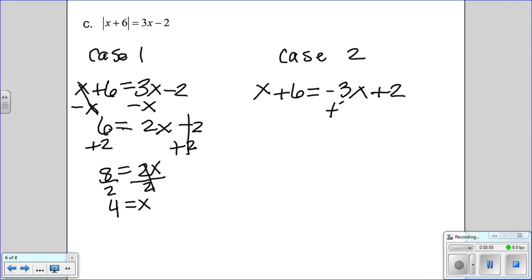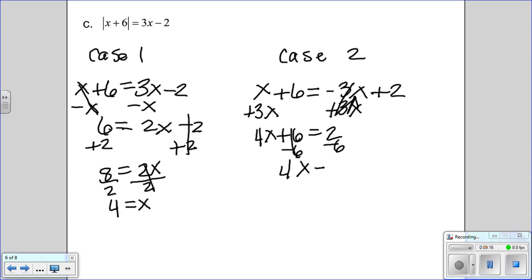Let's go over and see what the solution is for case 2. This time I'm going to start by adding 3x on both sides. X plus 3x is 4x. 4x plus 6 equals, these are canceling out here, and I just have 2 left on the right side. Let's subtract 6 on both sides. 4x now equals negative 4. And divide both sides by 4 to get x equals negative 1. Negative 4 over positive 4, x equals negative 1.